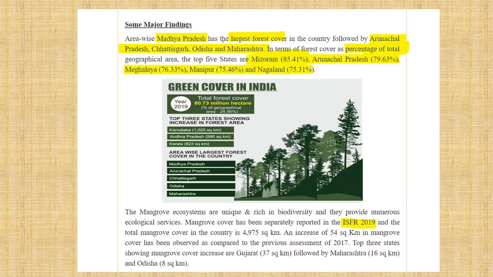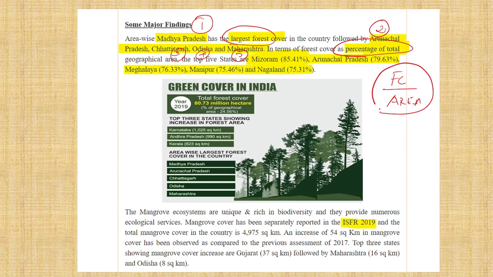So this is the current affair. There are two questions here. Largest forest cover: Madhya Pradesh, second Arunachal Pradesh, third Chhattisgarh, fourth Odisha, fifth Maharashtra. And this is the percentage of total cover, forest cover by total area. That is how much percentage of your state is covered by forest, not the highest number. But strangely, UPSC asked this question in 2020. Please check it.